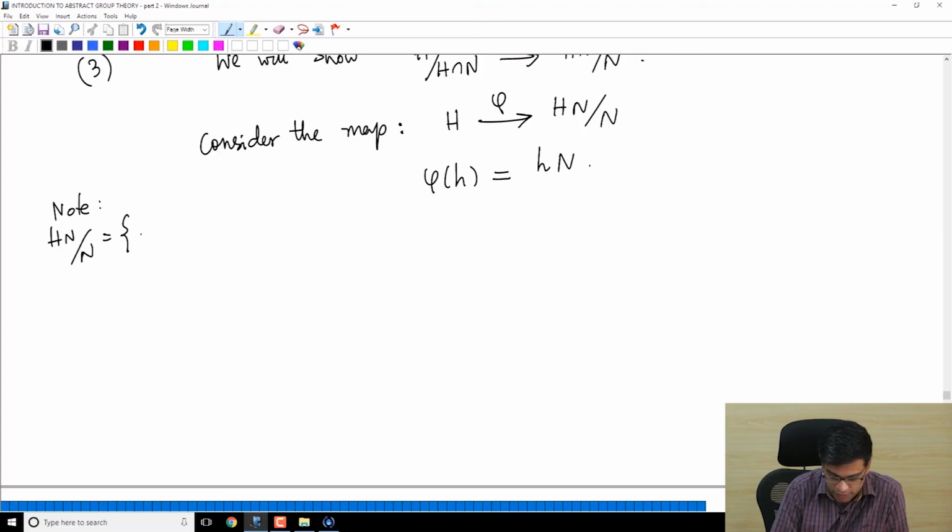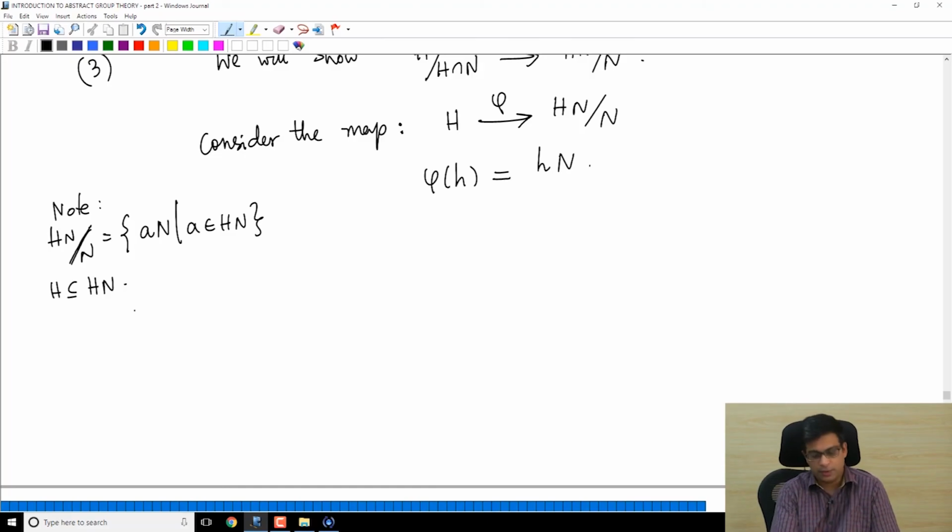So these are elements of the form hN, where h is in capital H. In general, this is the quotient group HN mod N. But capital H is contained in HN, similar to the previous part where we said N is contained in HN. H is contained in HN because the identity is contained in N.